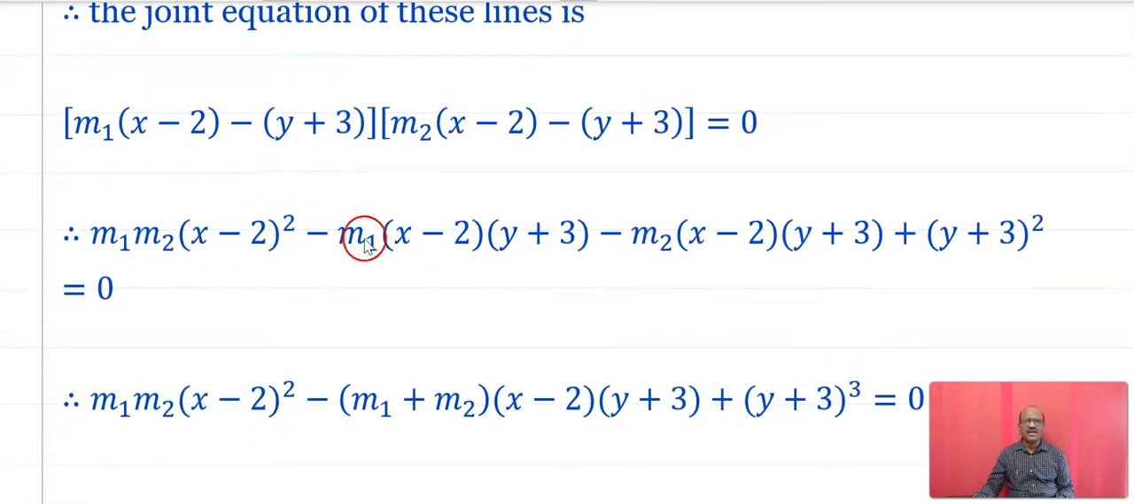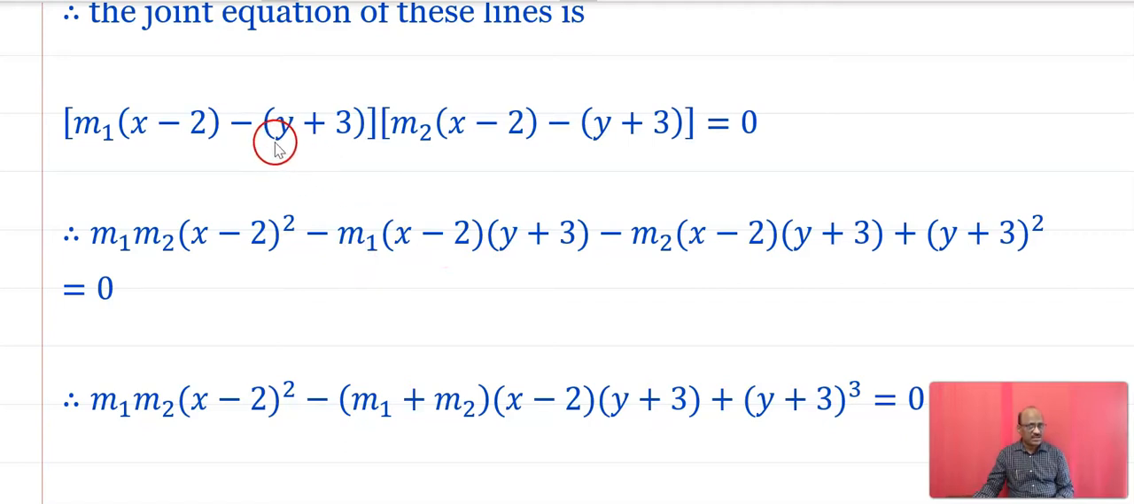Now we will form their product. How to perform? That is m1 in bracket x minus 2, m2 in bracket x minus 2. Their product is m1 into m2 times x minus 2 bracket square. Next is m1 into x minus 2 into y plus 3. Therefore, you will get minus m1 x minus 2 y plus 3.